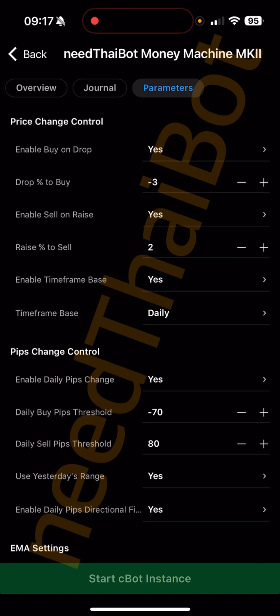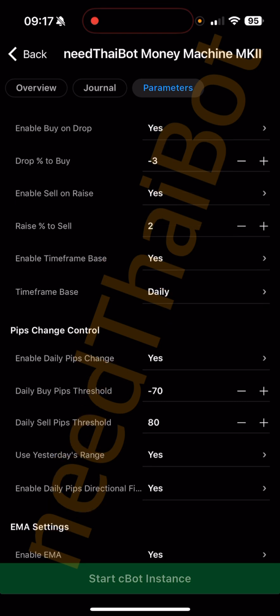This is the price change control, using the daily change percentage. For example, if you want to buy when the daily percentage drops to -3%, it will enter a buy position. Similarly for sell, if it's above 2%, it will enter a sell position.